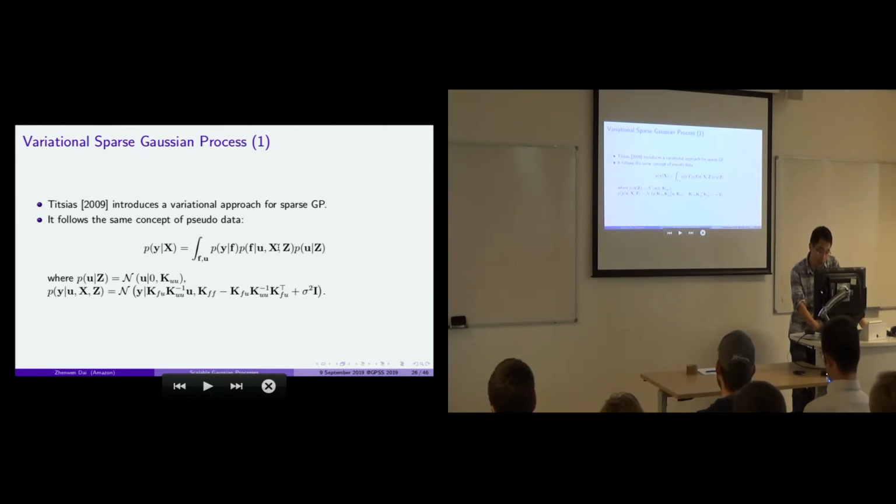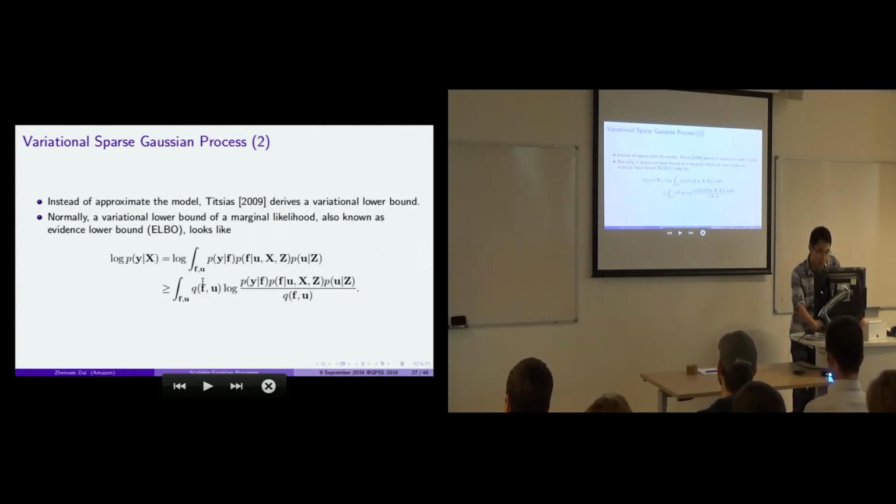The technical details: it again assumes a set of pseudo data U and Z. U is the output, Z is the input. Following these conditional distribution formulations, with exactly similar equations, instead of changing the P of F given U, it defines a variational lower bound, which assumes a variational posterior Q of F comma U.